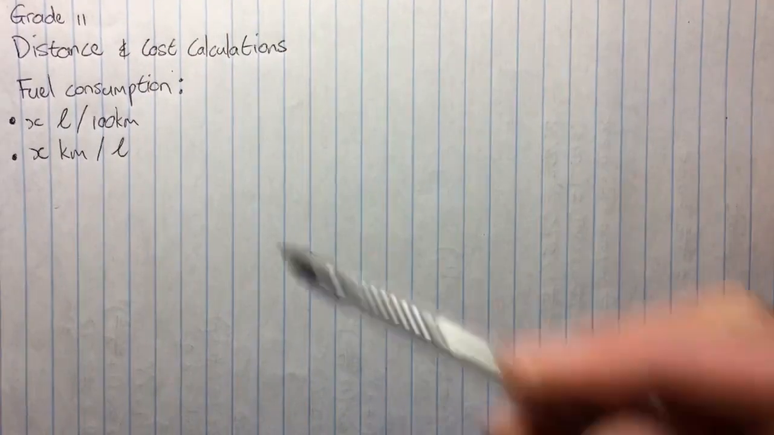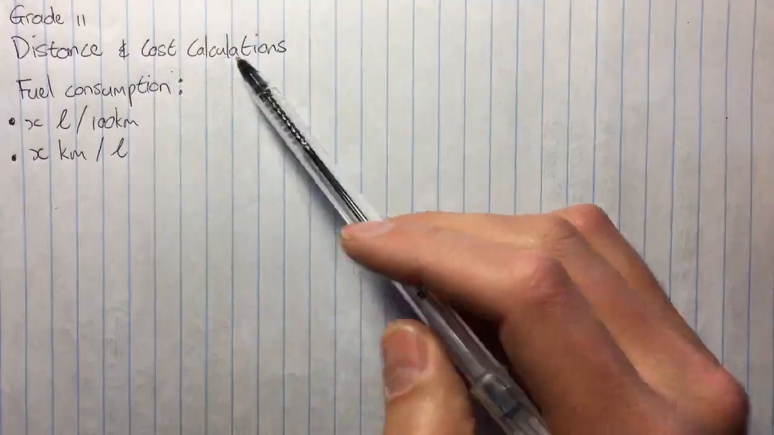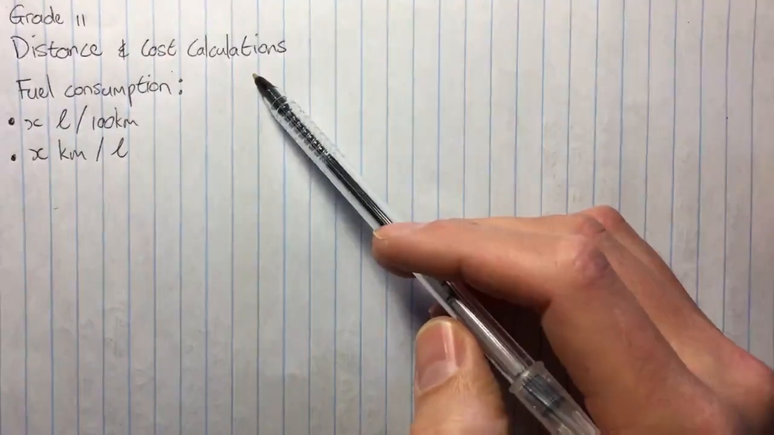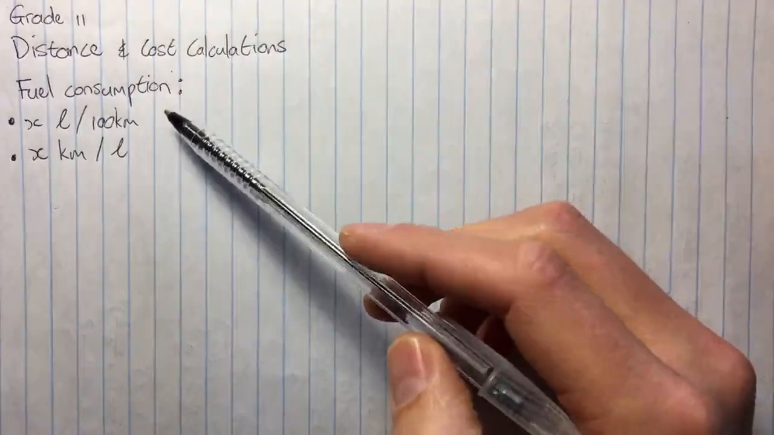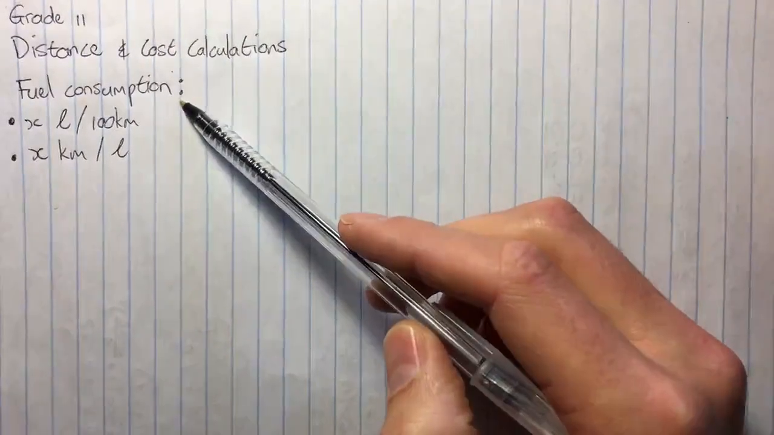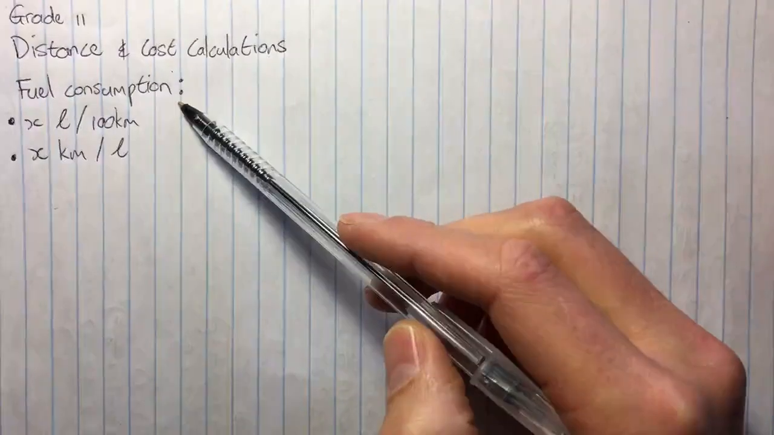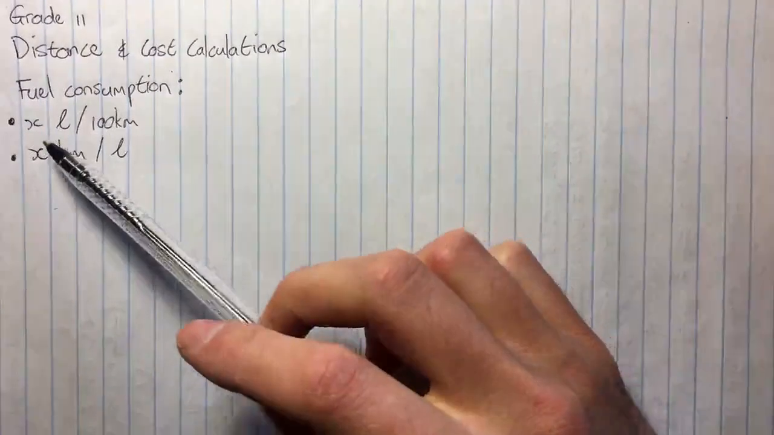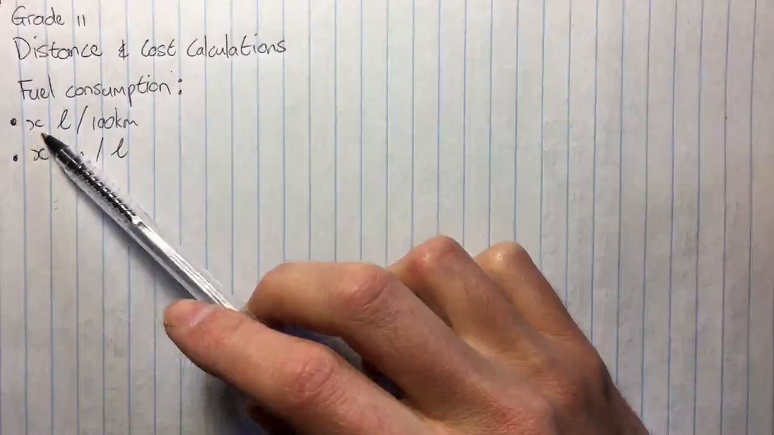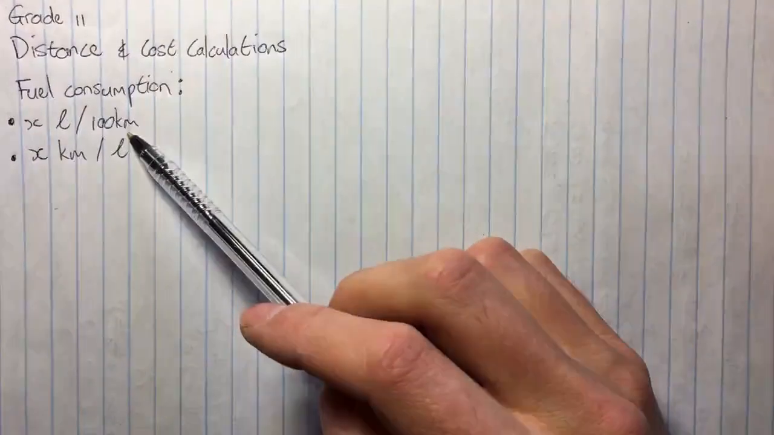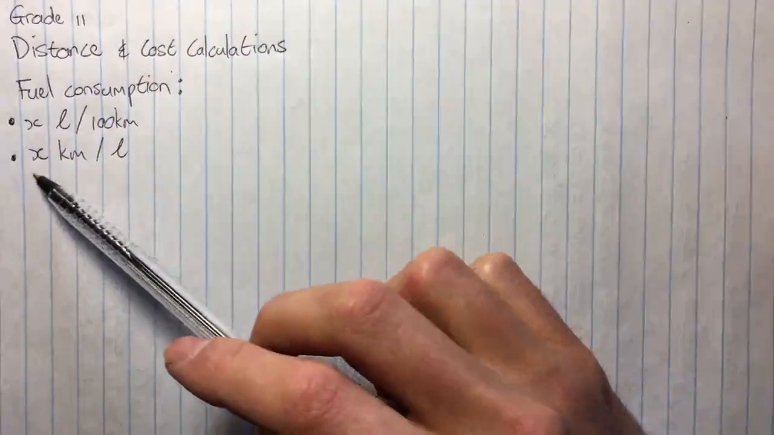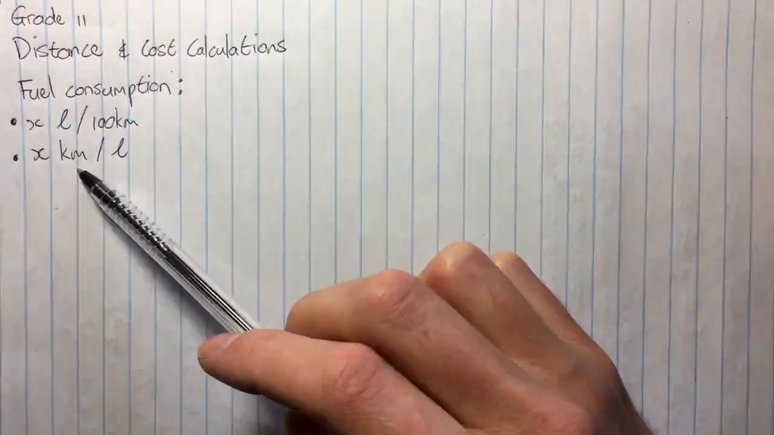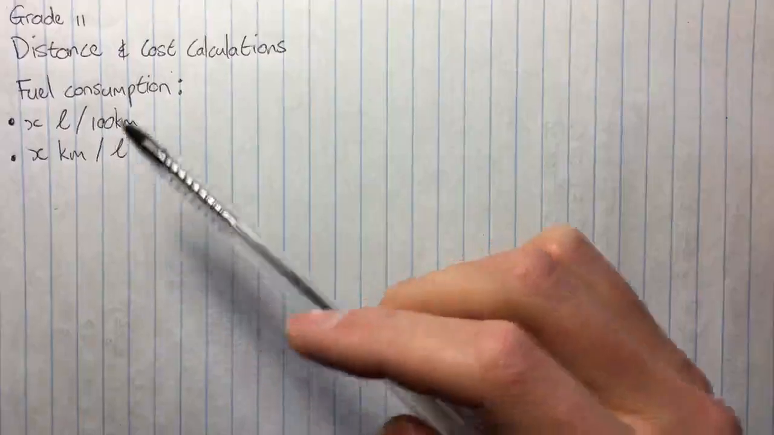The topic for today is distance and cost calculations. Right, so firstly, let's look at fuel consumption. There are two ways in which you can express fuel consumption. The first is to say it's a certain amount of liters per 100 kilometers. And the second way of expressing fuel consumption is to say a certain amount of kilometers per liter. Alright, so let's look at an example.